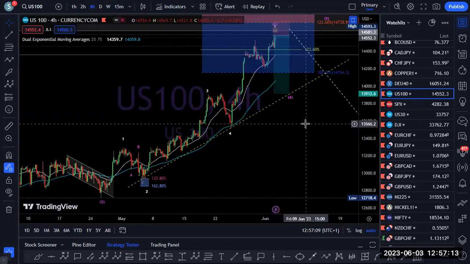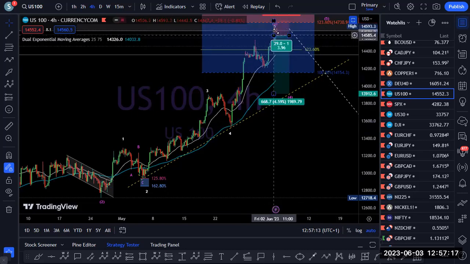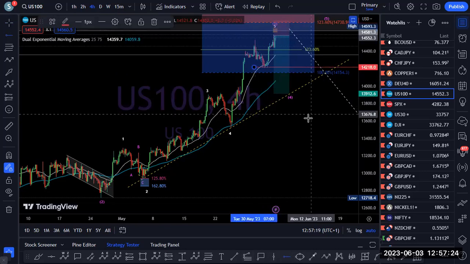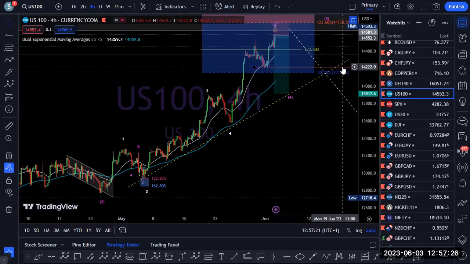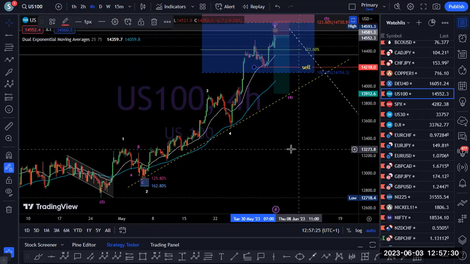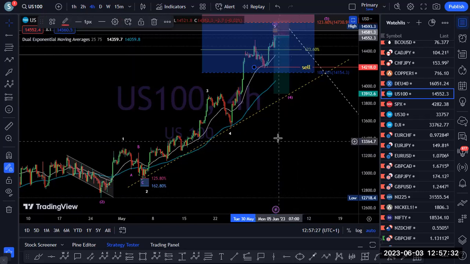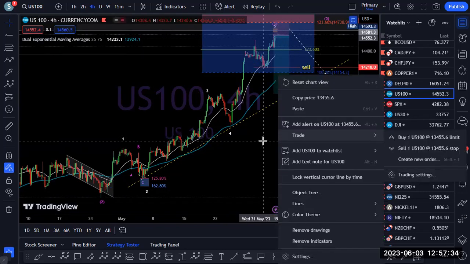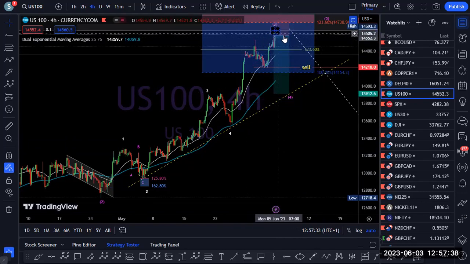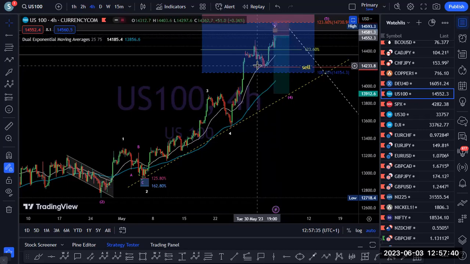The only way I can help you, if you don't have experience to look for a setup inside here, is that whenever the market closes below this place, you look for your sell. That's the only way I can tell you. If you have experience, you can go down to 1 hour and look for sell. If you don't, wait for it to close below this place, then you begin to sell.